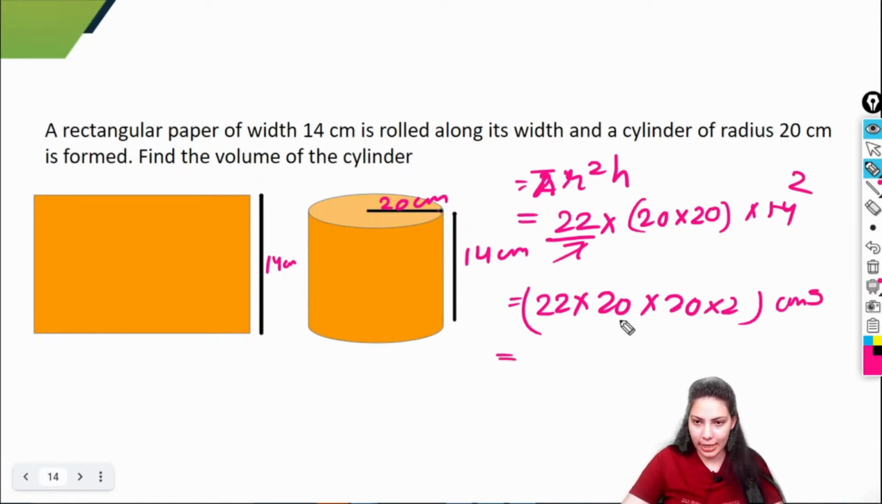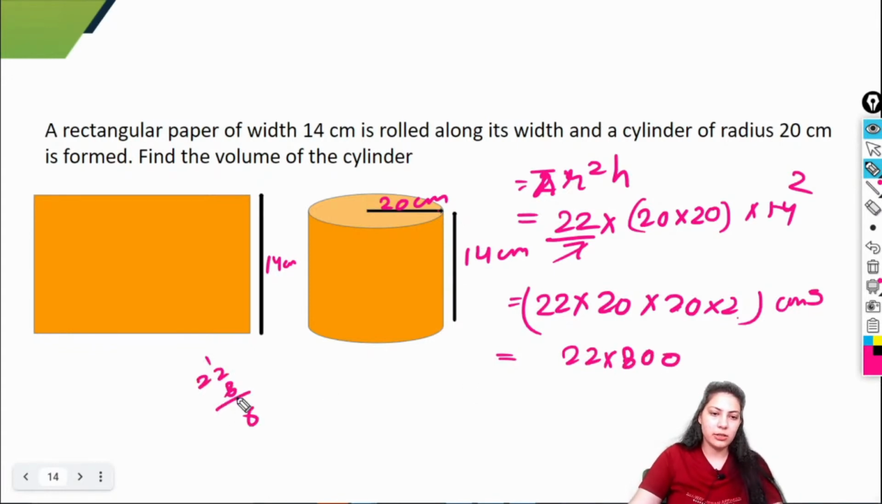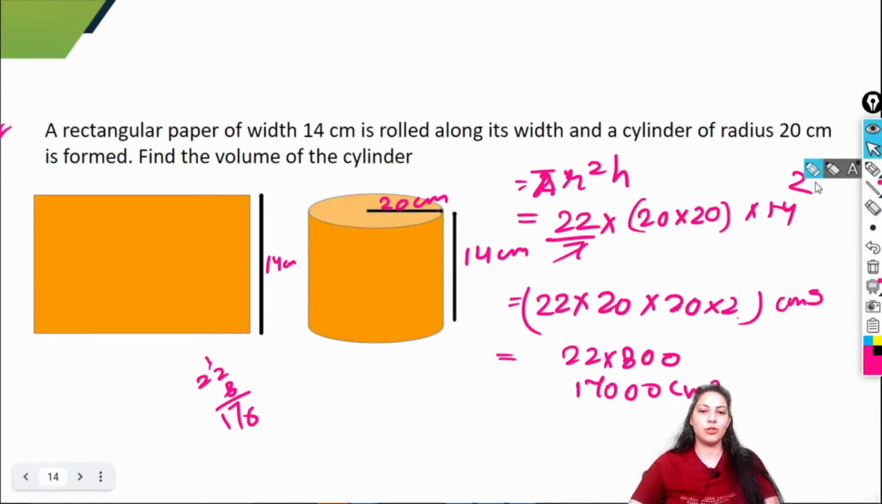So that would result as 2 2s are 400, 4 2s are 800, 800 into 22. So 22 8s are 176, so 17600 centimeter cube. So this is the volume for this question.